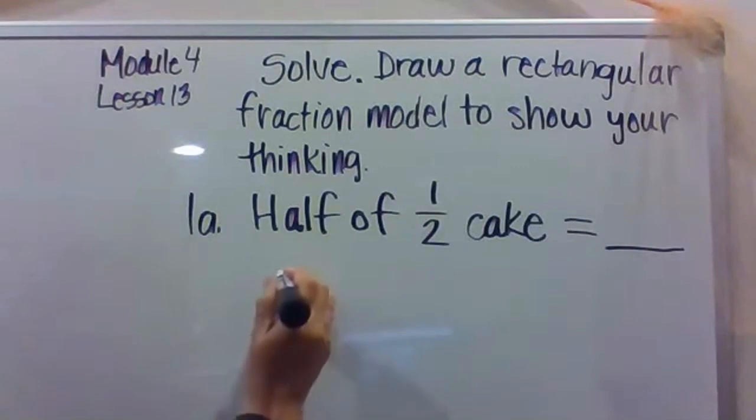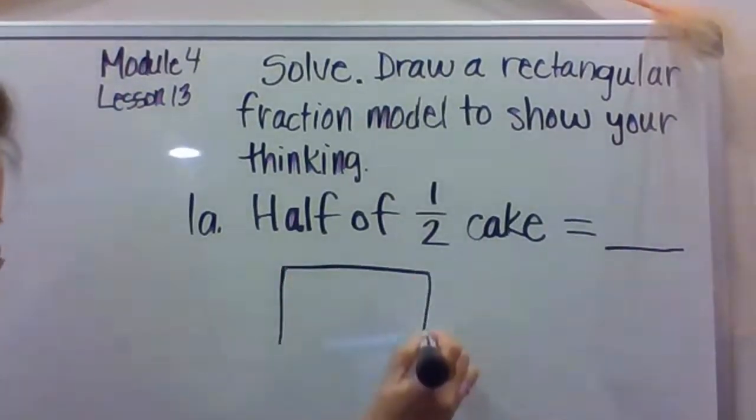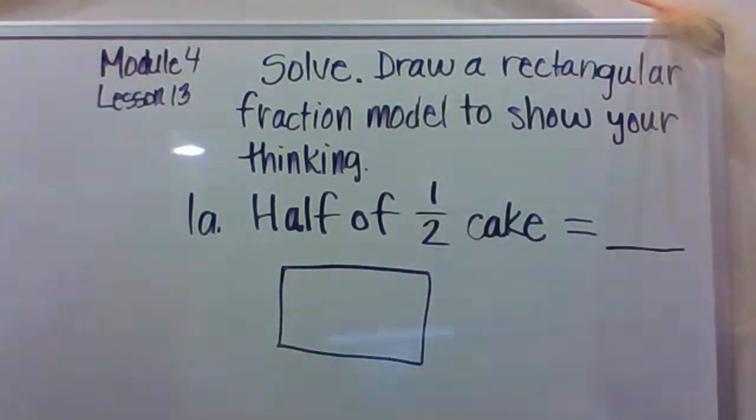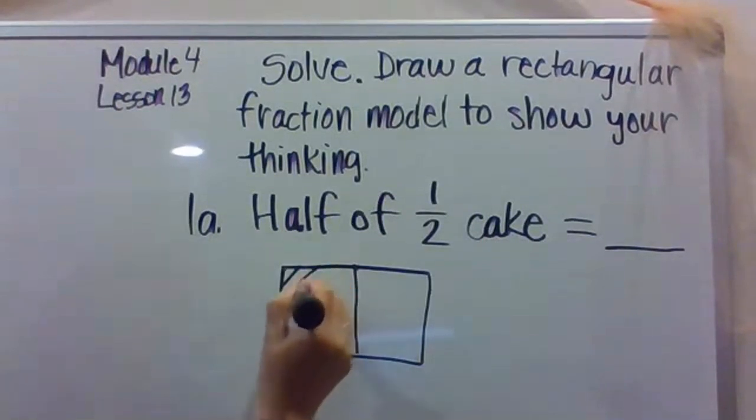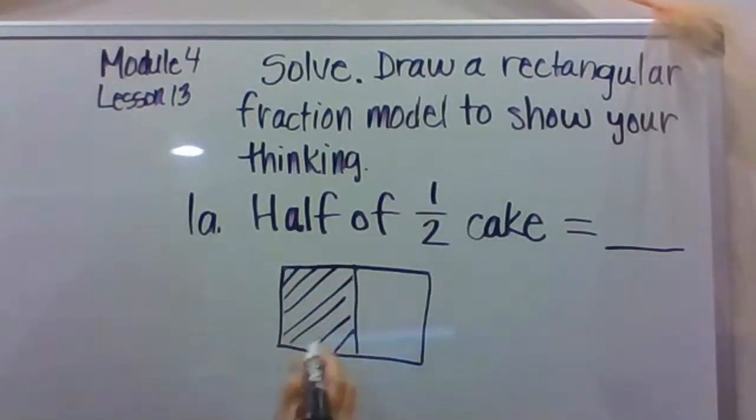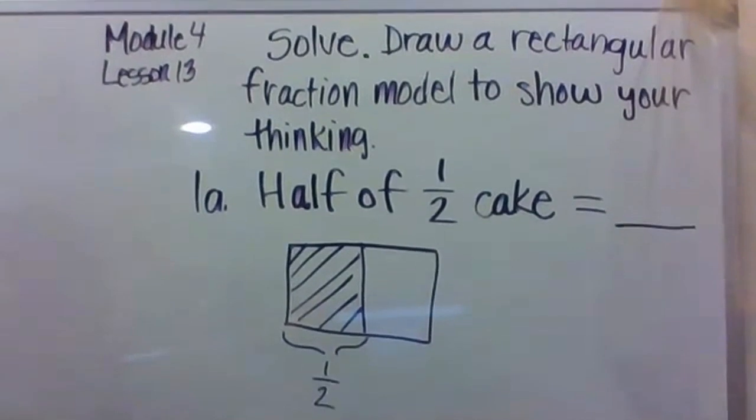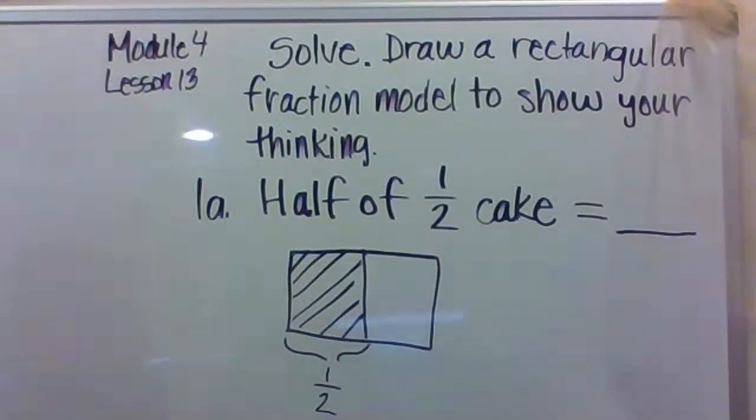So here's our rectangle model. If I take that rectangle and I represent this as being half, right? That's my first step. Then what would I do next to show half of this half? So take this half, and what are we going to do to that half?